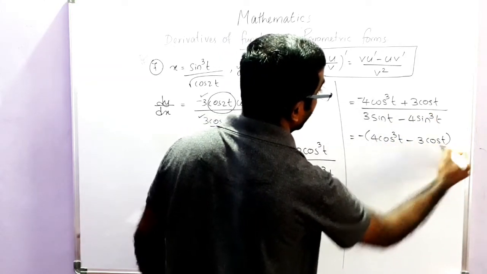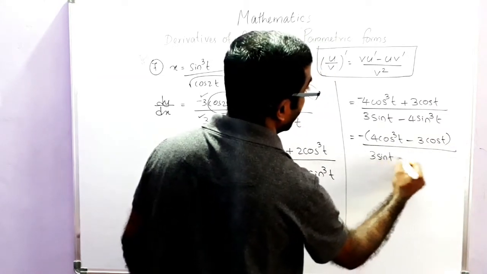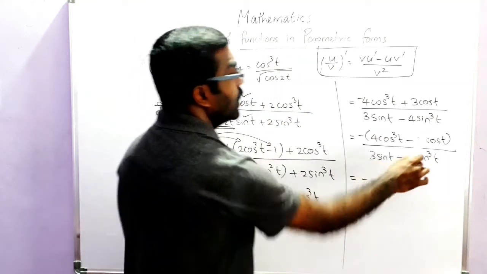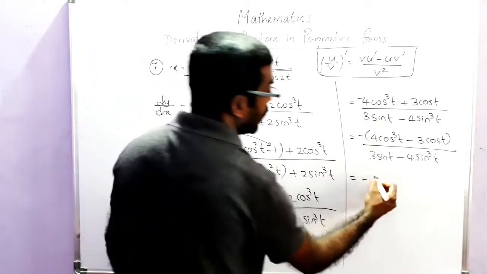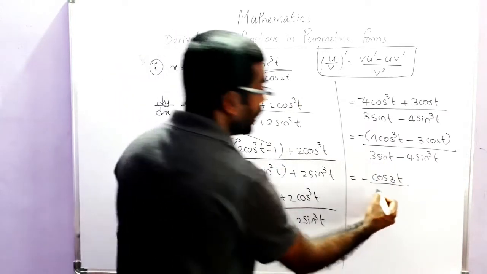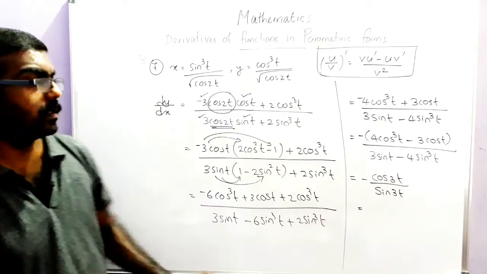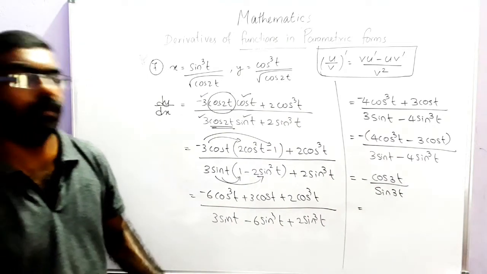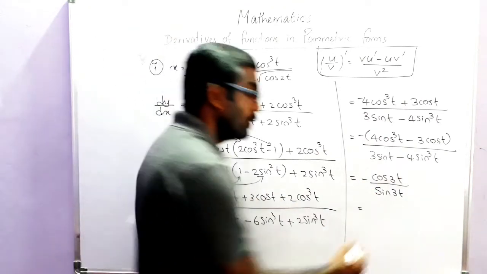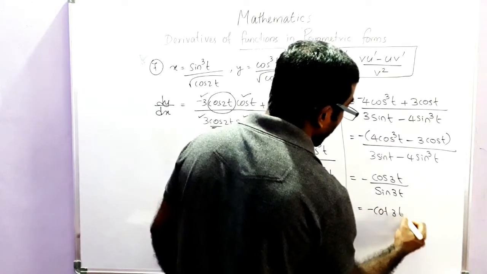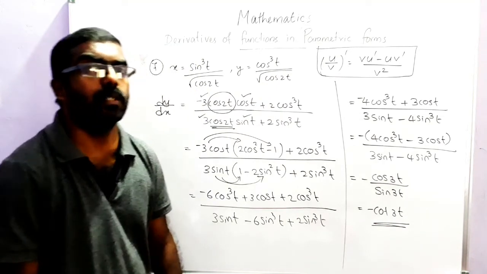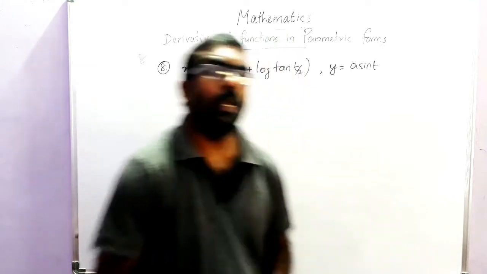Minus 3 cos t whole divided by 3 sin t minus 4 sin cube t, which is equal to minus 4 cos cube t minus 3 cos t. Formula is cos 3t. And denominator 3 sin t minus 4 sin cube t, that is sin 3t. Okay. Sin 3 theta and cos 3 theta, we have trigonometric formulas that we applied here. Okay. Cos by sin. Cos by sin is what? Cot. So it is minus cot 3t. That is the final answer, that is dy by dx is equal to minus cot 3t. Understood?